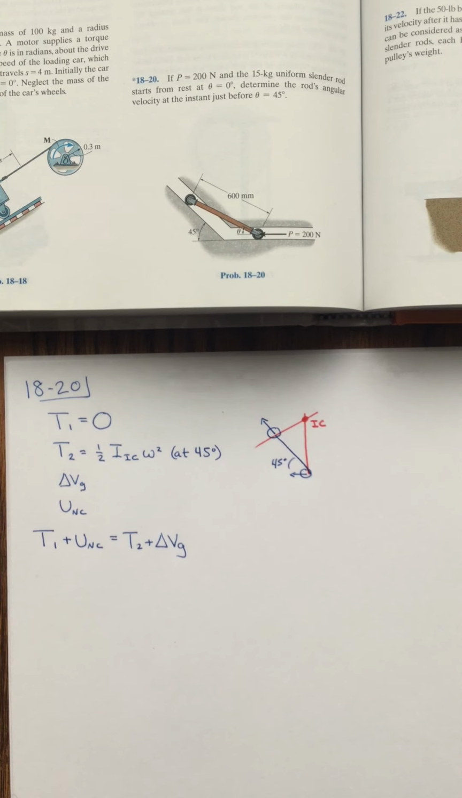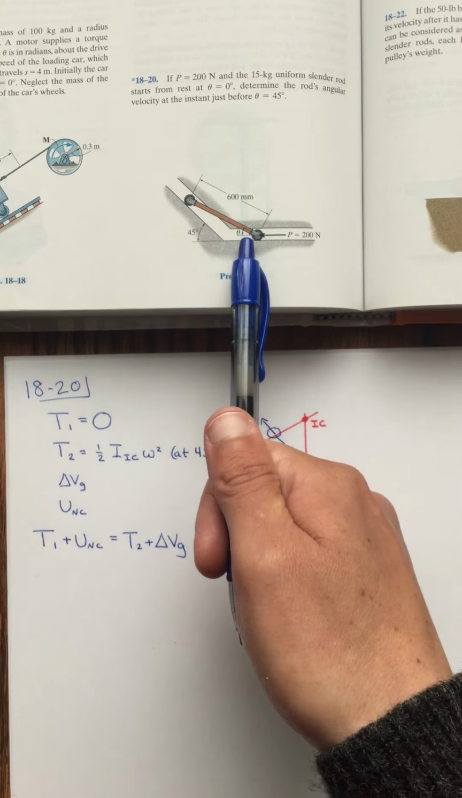This is problem 20 from chapter 18. If P is equal to 200 newtons and the 15 kilogram uniform slender rod starts from rest at an angle of 0 degrees, determine the rod's angular velocity at the instant just before theta is equal to 45 degrees. So theta is this angle here.